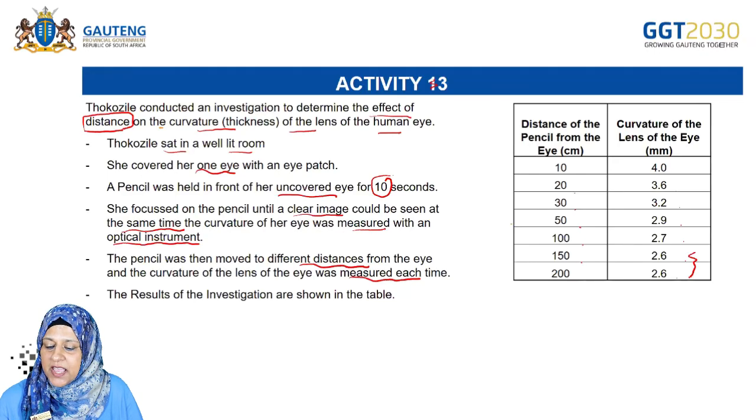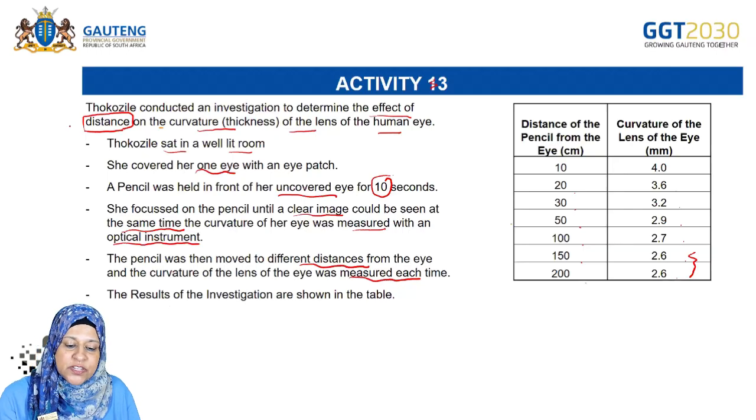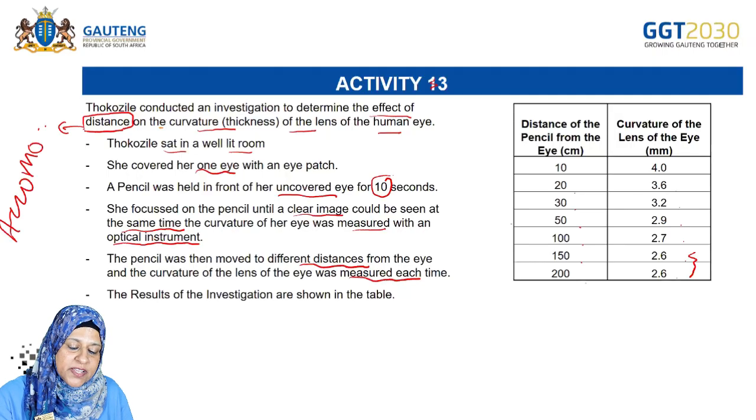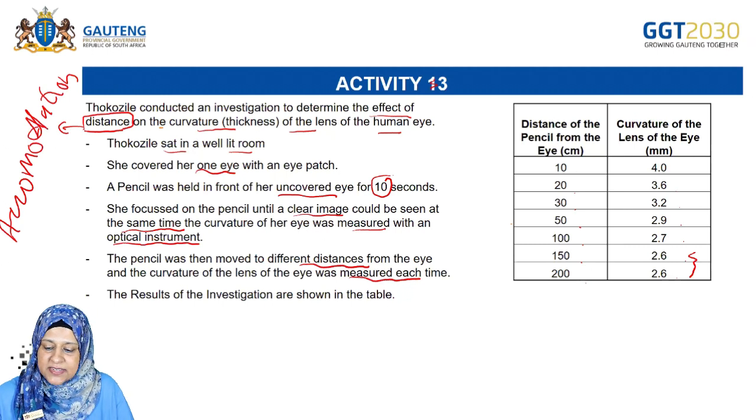So this is the same, but you can see here as the distance of the pencil from the eye increases, the curvature of the lens then decreases. And when we're speaking about distance and the curvature of the lens, immediately you need to know that we are speaking about accommodation. There's your D. And the curvature of the lens.